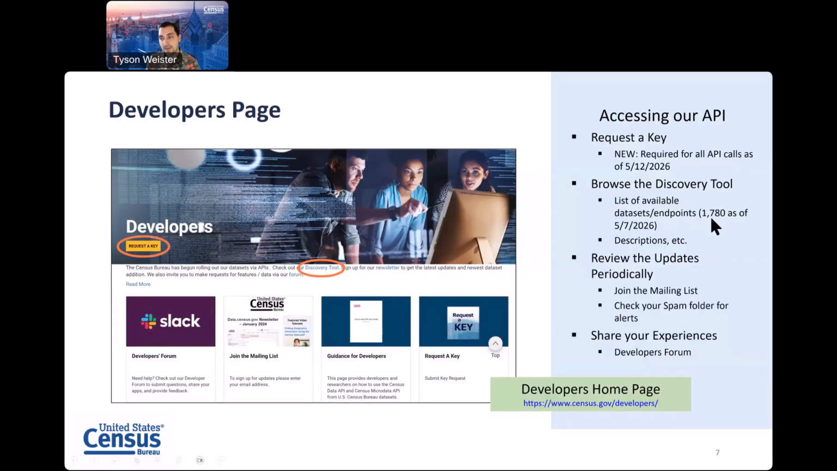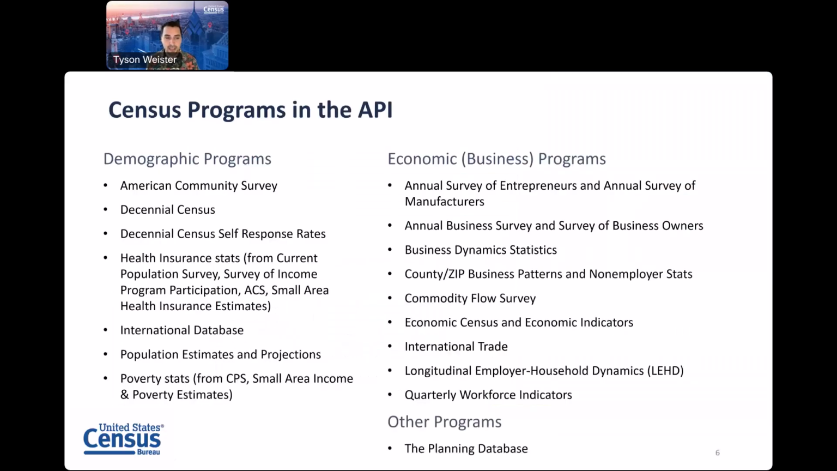As of now, we have 1,780 detailed data set entries in the discovery tool. So you'll find that those roll up into these high-level surveys and programs that I'm showing you on this slide. For instance, for the decennial census, you'll find an endpoint for 2010 data sets versus 2020 data sets. You'll also find an endpoint for different products within a year. So for instance, the 2010 summary file 1 is a different endpoint than the 2010 summary file 2.